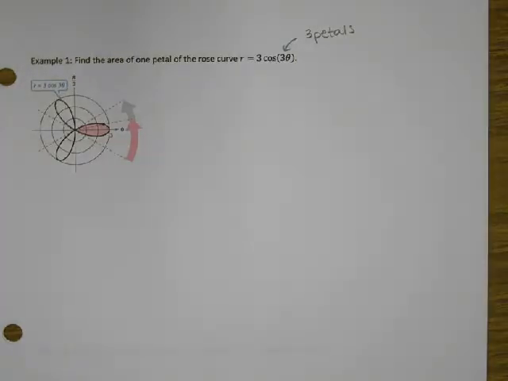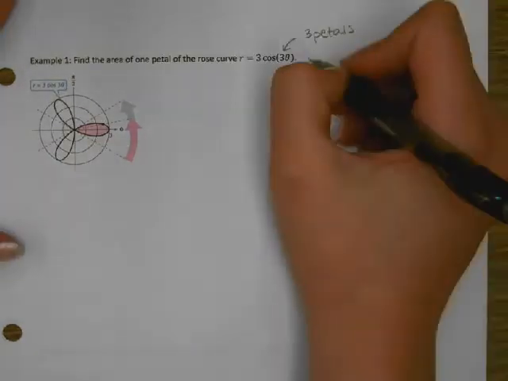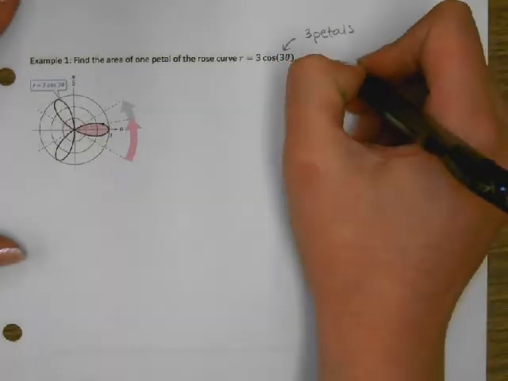And since we have an odd number of petals, I know that the interval it takes to complete the picture is just from 0 to pi.